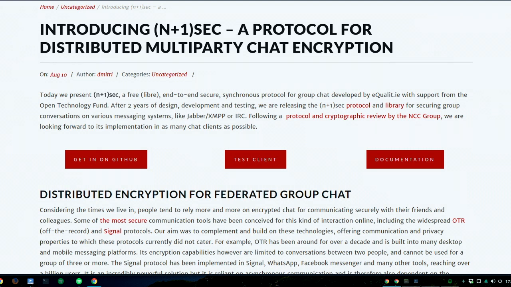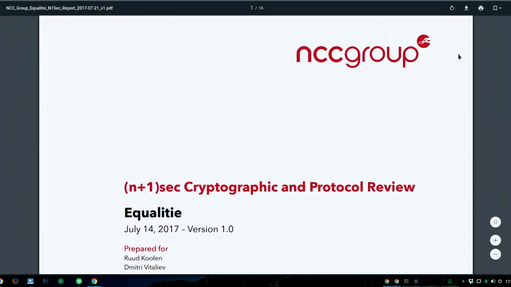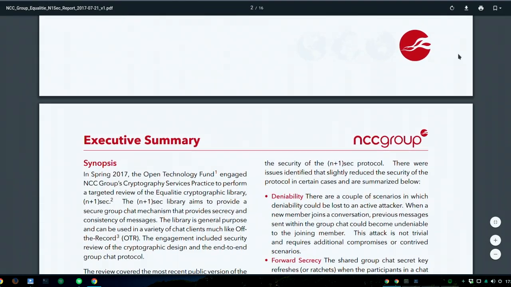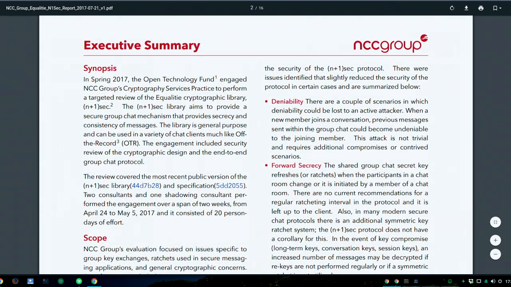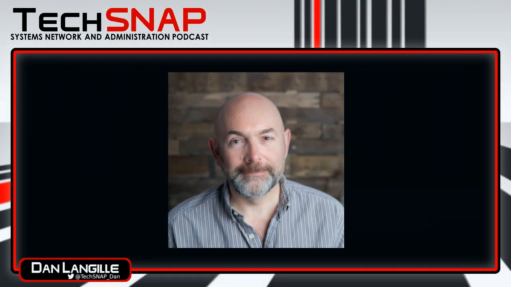And they've released the protocol and the library for securing group conversations on various messaging systems, such as Jabber, XMPP, or IRC. And they went through a protocol and cryptographic review by the NCC group. There is a link in the show notes for downloading that PDF. And they're looking forward to its implementation in as many chat clients as possible. Now, we'll get into some of the things that this protocol provides, but offhand, this sounds pretty good because it's very easy to encrypt an IRC channel with something like that, because that's exactly what it's trying to do.